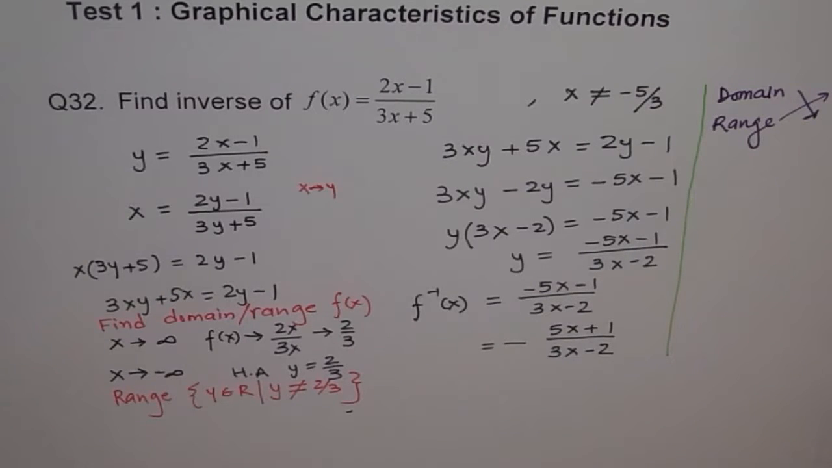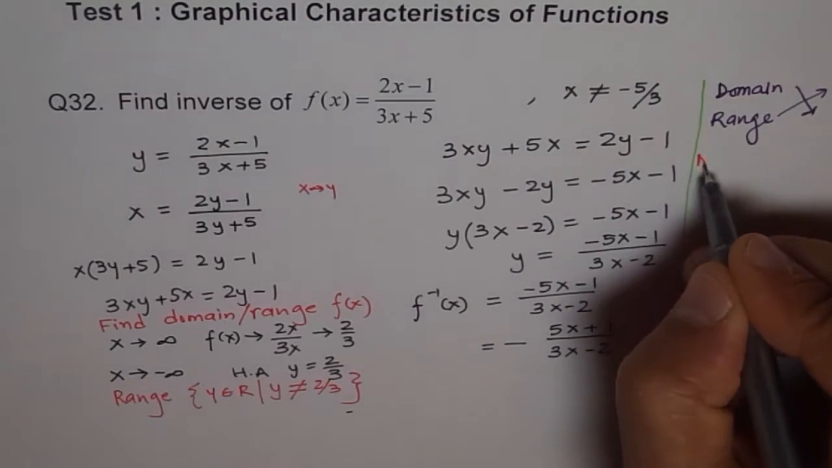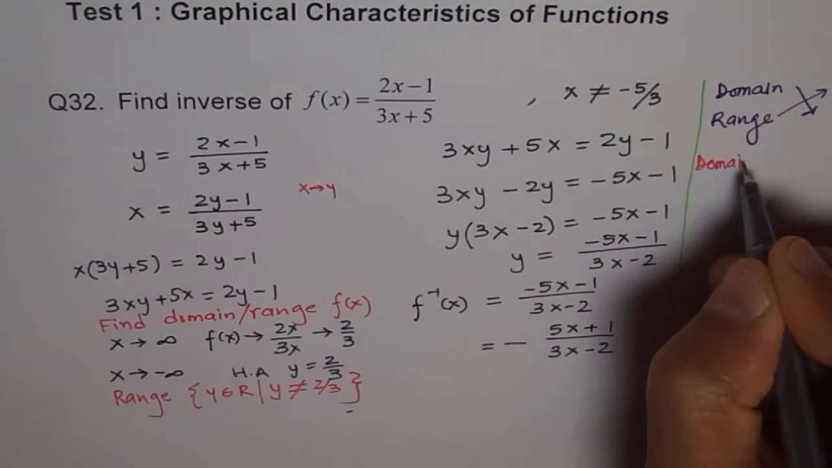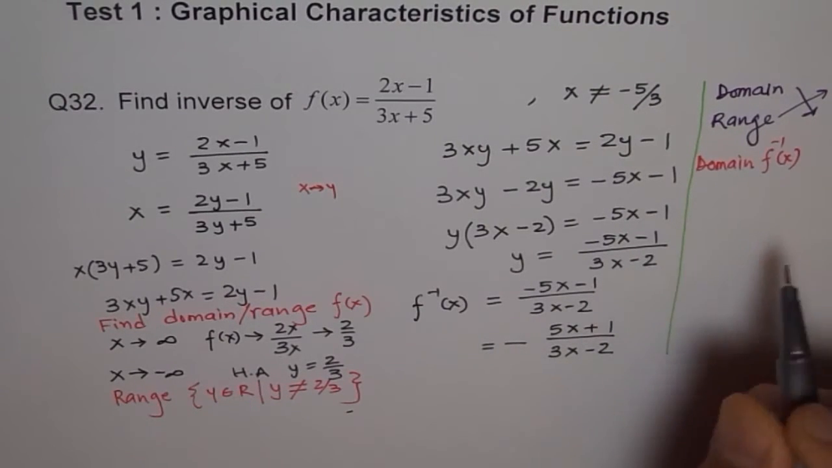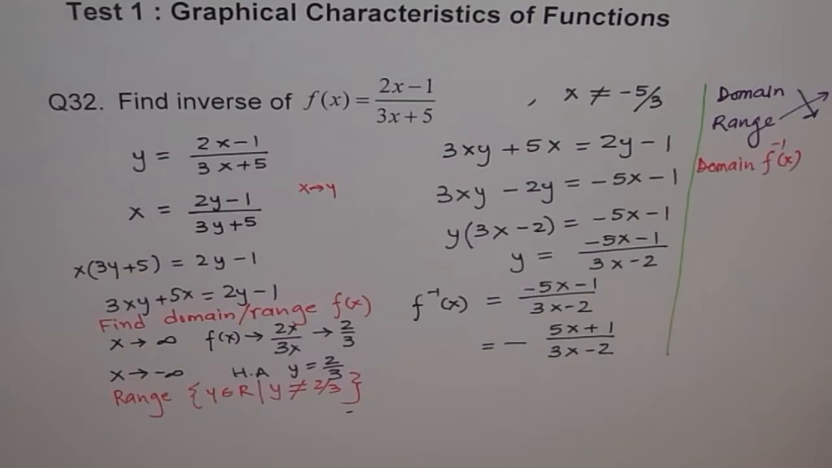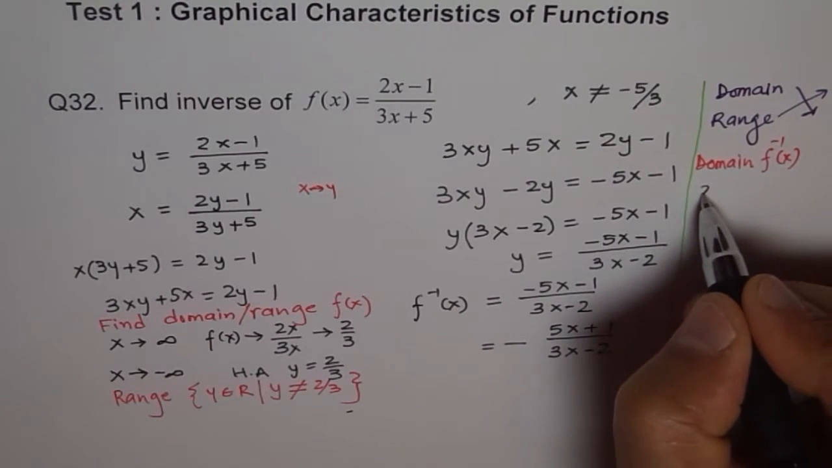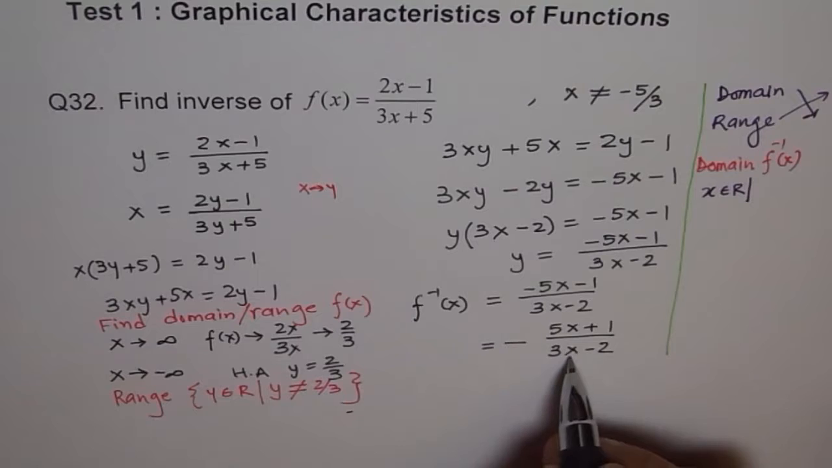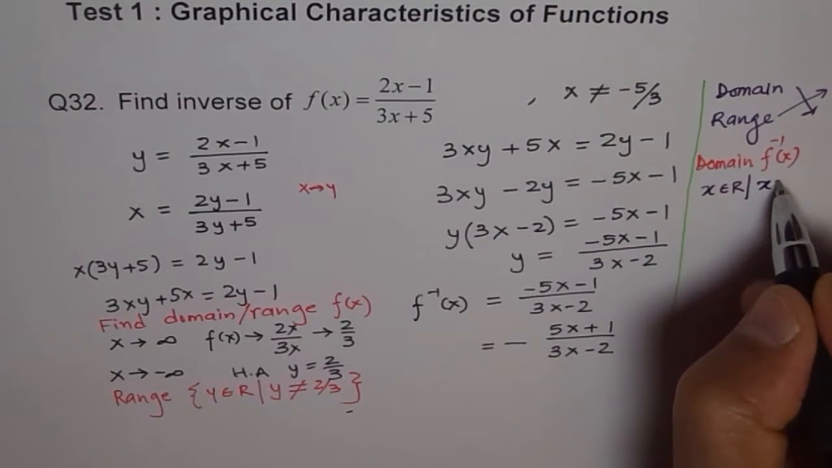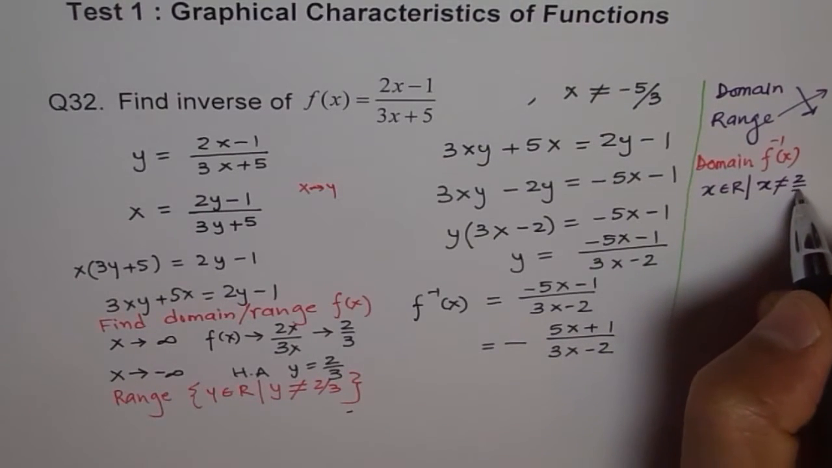Now let's try to find the restriction, so let's find domain and range. Let's find the domain of f inverse x. Now in f inverse x, what is happening? x cannot be equal to 2 over 3, right? We say, well, x belongs to real numbers, but here x is not equal to 2 over 3. Do you see that?